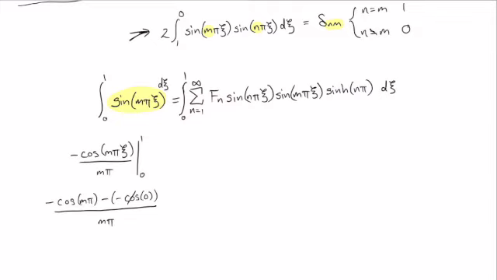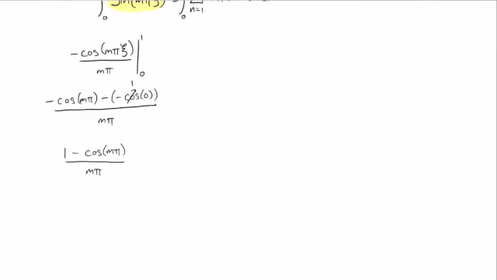I can see quite straightforwardly that the cosine of 0 is 1. I'll just rewrite this to make it a little tidier looking. So the negative of a negative 1 is a positive 1, and I've still got my negative cosine m pi, and all of this is over m pi. And this is absolutely correct. I can leave this form as it is.